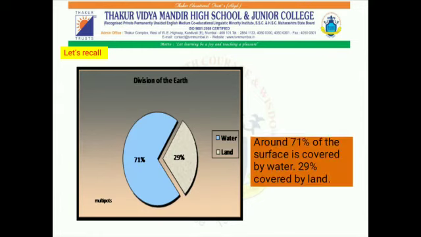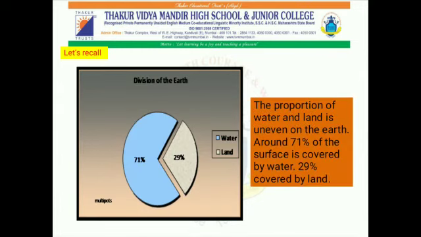We have seen that Earth is divided into two major portions. The proportion of water and land is uneven on the Earth. Around 71% of the surface is covered by water, known as hydrosphere, and 29% is covered by land, which is known as lithosphere.